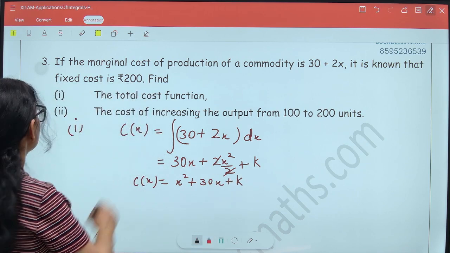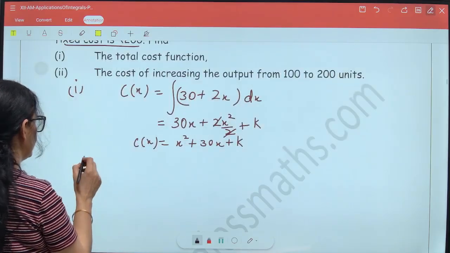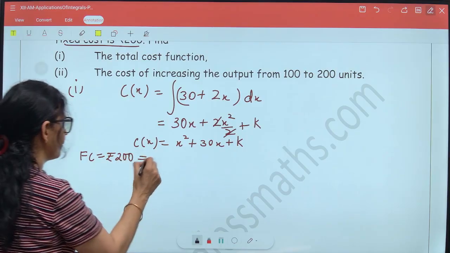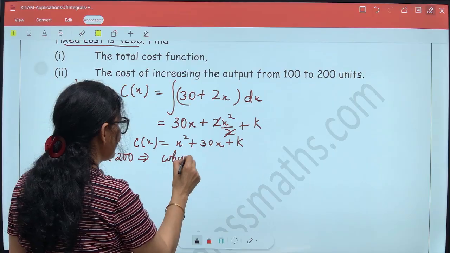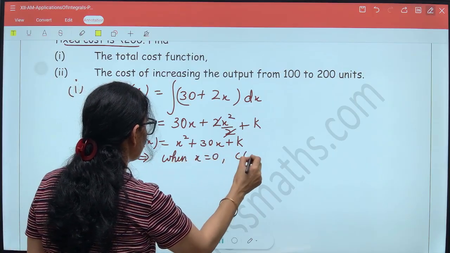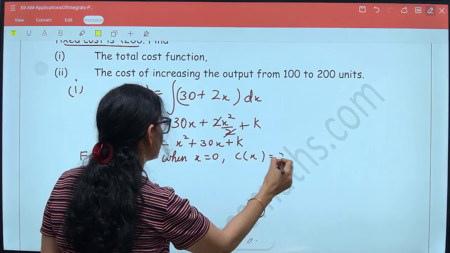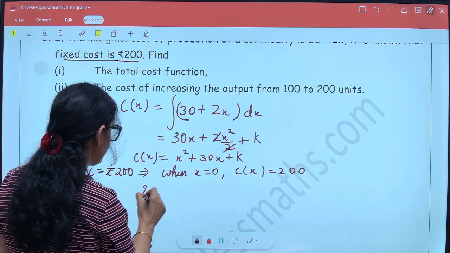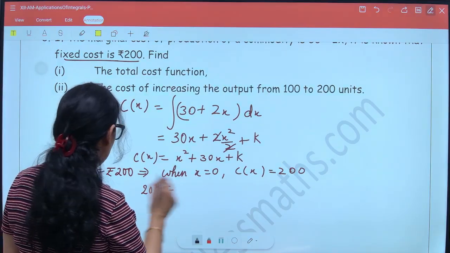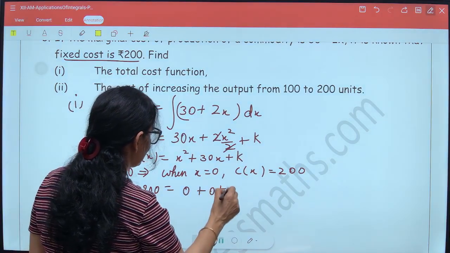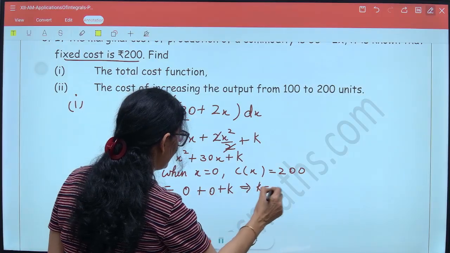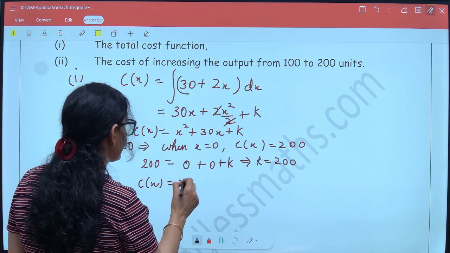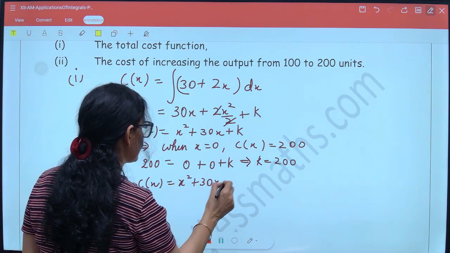Now the question also says that the fixed cost is rupees 200. When the fixed cost is given to you, this means when x is 0, the cost function becomes whatever value is given. Here in this case it is 200. So let's put these values into the cost function: 0 plus k. So the value of k is 200. So the cost function becomes x square plus 30x plus 200.